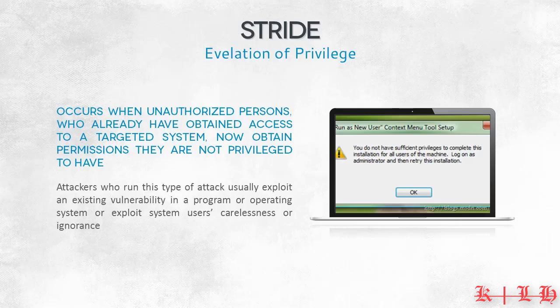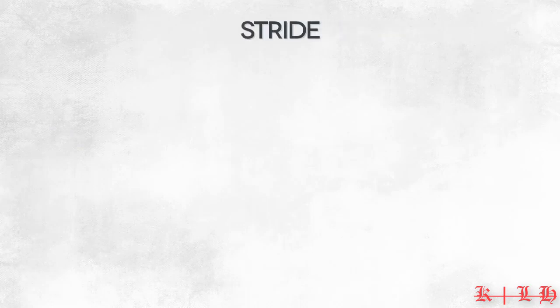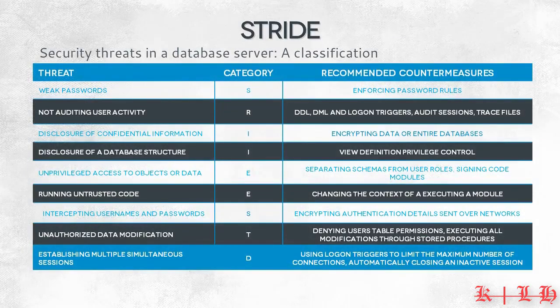The STRIDE model can be not only applied to computer systems, that is, computers and servers, it can also be used for threat modeling of database servers. You can see an example of such an application in the last slide. It shows that weak passwords make it easier for the attackers to impersonate a trusted user. If we identify such a threat, we have to think how to eliminate, or at least limit it.